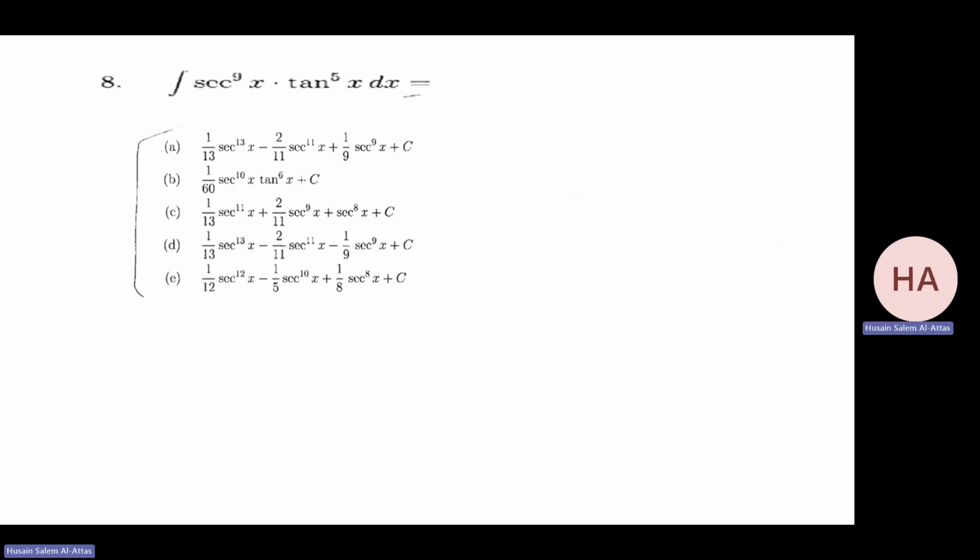Secant to the power 9, tan to the power 5. So I have tan is odd. That's what I need, because I know I need secant to be even or tan is odd. That will make it easier. Okay, so I need to take one secant from here and one tan from here. So I have secant tan, which is my du now.